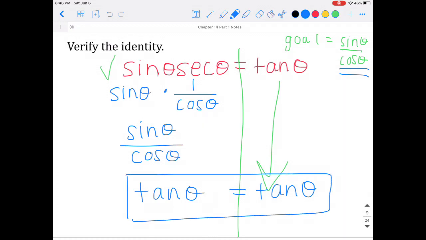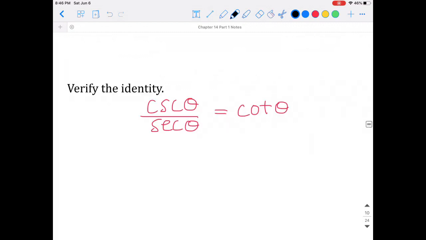So in this problem, for example, we can't stop once we get to this goal. You can't stop at sine theta divided by cosine of theta. You have to simplify it to tangent of theta so that everything looks exactly the same. So let's look at another example.